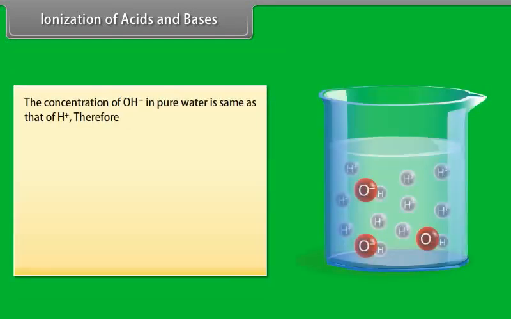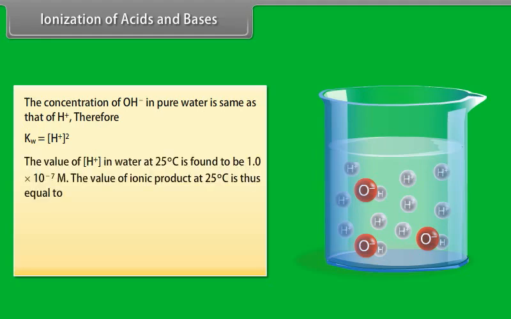The concentration of OH- in pure water is same as that of H+. Therefore, Kw is equal to H+ square. The value of H+ in water at 25 degrees Celsius is found to be 1.0 into 10 raised to the power minus 7 M. The value of ionic product at 25 degrees Celsius is thus equal to 10 raised to the power minus 14 M square.